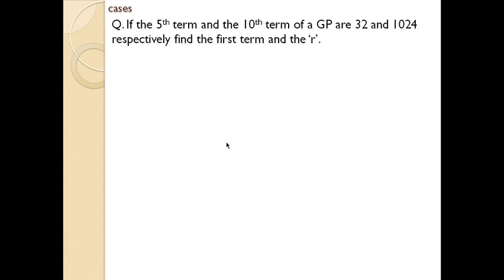Okay, next case. If the fifth term and the tenth term of a geometric progression are 32 and 1024 respectively, find the first term and the r.